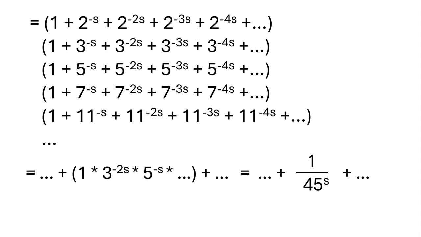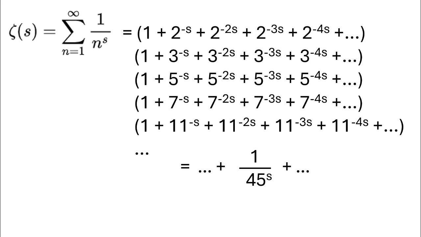Okay, fine. But what's the point of this? Well, compare that to the zeta function. The sum of 1 over n to the s. Oh. Think about the fundamental theorem of arithmetic. Again, each integer n has a single unique prime factorization. So to find any 1 over n to the s term from the zeta function, on the right-hand side, all we need to do is pick the terms from the expanded product that correspond to the prime factorization of the number that we are looking for.